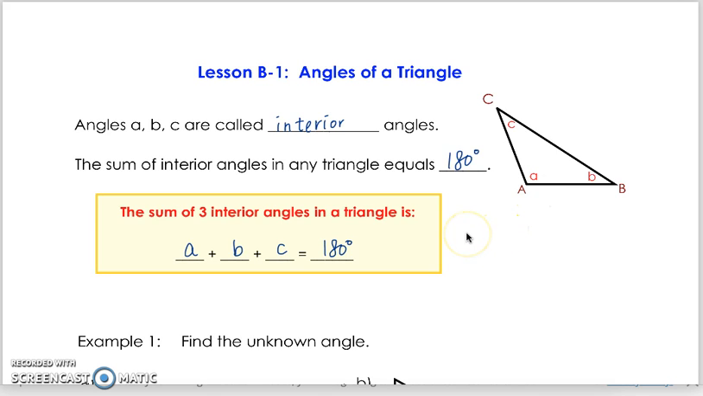So we can say that the sum of three interior angles in a triangle is A plus B plus C equals 180 degrees. And of course, in some other cases, these letters A, B, and C may be replaced by other letters in the alphabet or by using angle label conventions like angle CAB for angle A and so on.